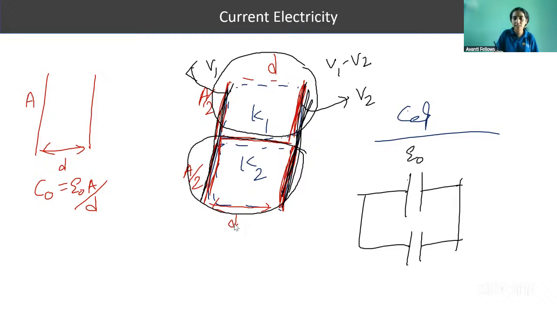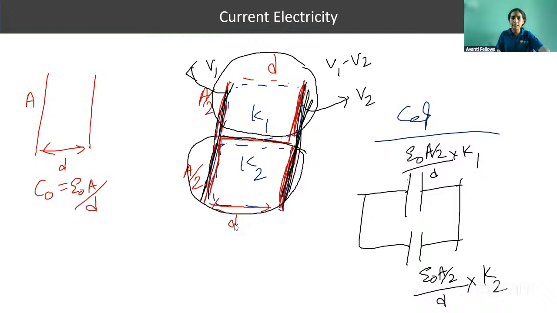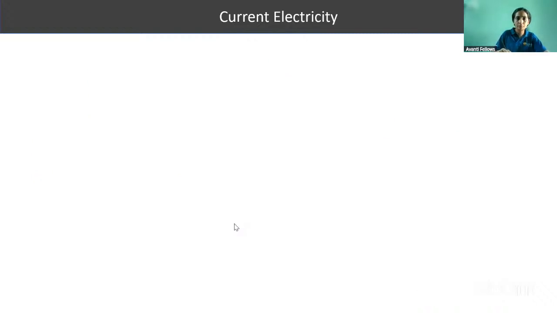What is the capacitance of one? Epsilon naught A by 2 divided by d into K1, and the other is epsilon naught A by 2 divided by d into K2. You will add them in parallel. Okay. Another way of putting a dielectric may look like this.